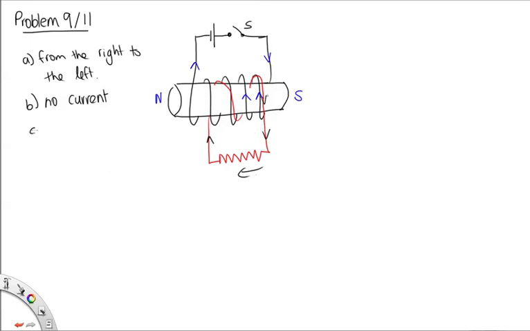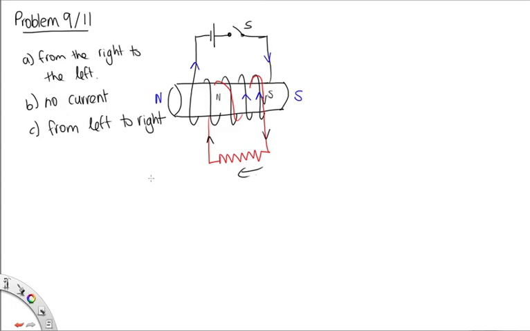Now, part C says immediately after switch S is opened. So in that case, the current will be induced in the opposite direction, as this south pole will be getting less strong, so we'll have an induced south pole here, an induced north pole here to oppose that change. So this will be from left to right.